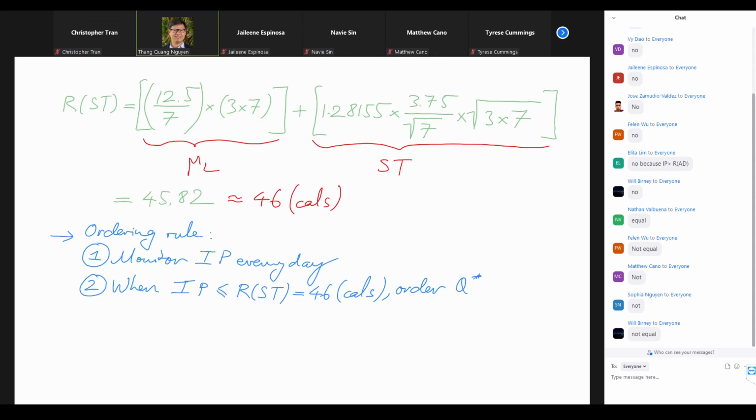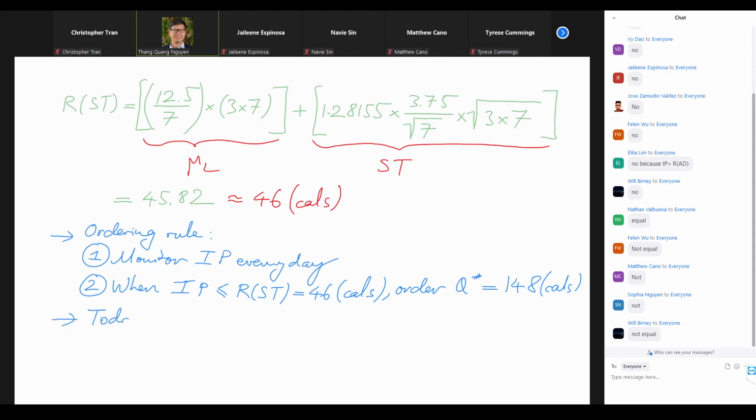And remember, this is a fixed order quantity. We would order the same amount, Q star of 148 calculators, right? That's why we call it a fixed quantity system. We order the same amount every time. Okay, so if we follow this ordering rule, do we need to order anything today?